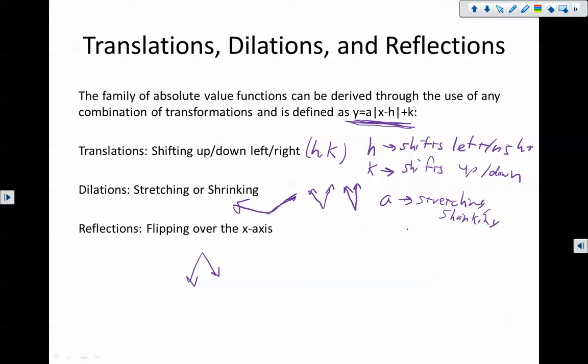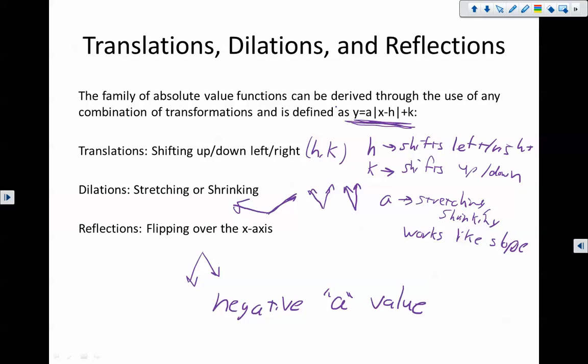In all honesty, it works like slope. You should think of the a value as your slope. It's changing how steep the line is. The reflections happen when we have a negative a value. Anytime your a value is negative, again, this one that's multiplying in the front, if it's negative, we flip it over.